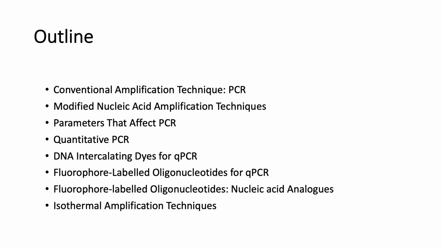For the outline, here are the subtopics that we're going to talk about. Number 1, the conventional amplification technique, the polymerase chain reaction, modified nucleic acid amplification techniques, parameters that affect your PCR, quantitative PCR, DNA intercalating dyes for qPCR, your fluorophore-labeled oligonucleotides for qPCR, fluorophore-labeled oligonucleotides nucleic acid analogs, and of course, we have the isothermal amplification techniques. Tara, let's start.